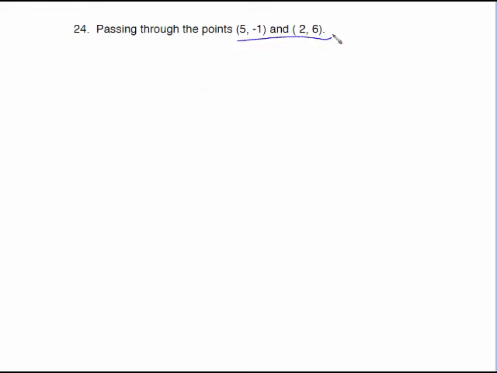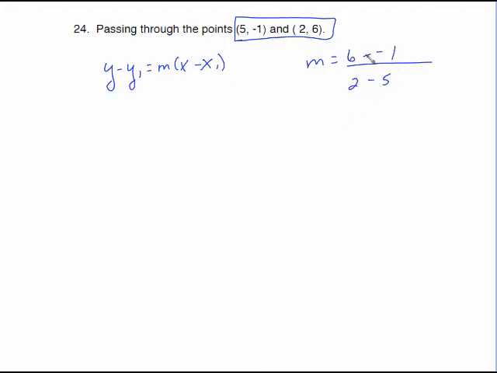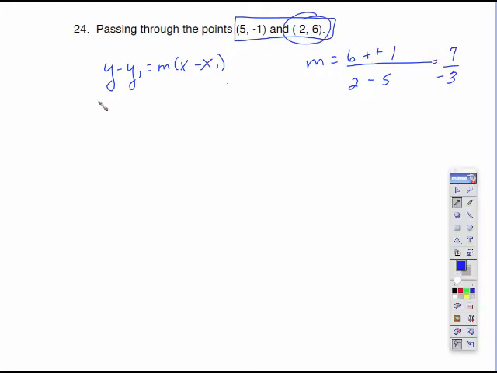Passing through these points, now notice you don't have an initial equation. We are going to use the point slope form, which means we've got to have the slope to start with. So I need to use the slope formula with those two points. So 6 minus negative 1 over 2 minus 5. Minus a minus is going to give me plus, and 2 minus 5 is negative 3. So let's stuff in y minus 6 equals negative 7/3 times x minus 2. Now I used the 2, 6, you could just as easily have used the 5, negative 1.